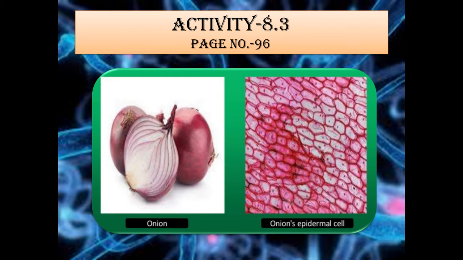Okay, so what you will do for this, students? First of all, you will cut a slice of onion and peel its skin from the inner side using forceps. Okay, you know the onion peel has a transparent layer inside, right? So you will peel it. Then place it in a watch glass containing water. This will prevent the onion peel from drying. If the cell dries, you will not be able to see the activity of the cell.